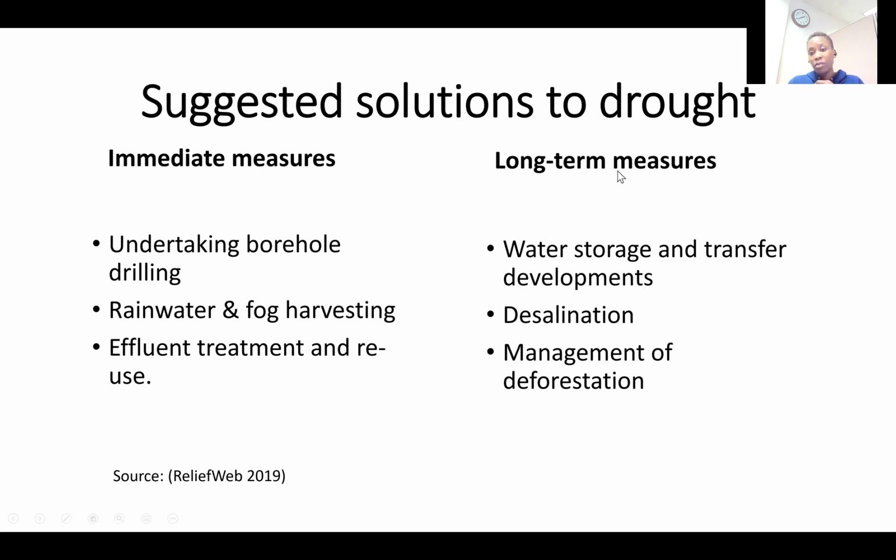And then for the long-term measures, wastewater storage and transfer development could be used, desalination, which is the removal of salts from water to have fresh water, and the management of deforestation and agriculture. So like I said earlier at the beginning of the presentation, one of the major reasons for droughts is the increasing rates of farming and deforestation. So maybe if there's a reduced amount of deforestation, we would have less droughts in the region, especially in the Sahel region.